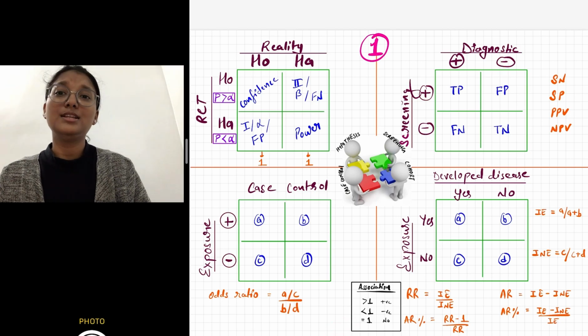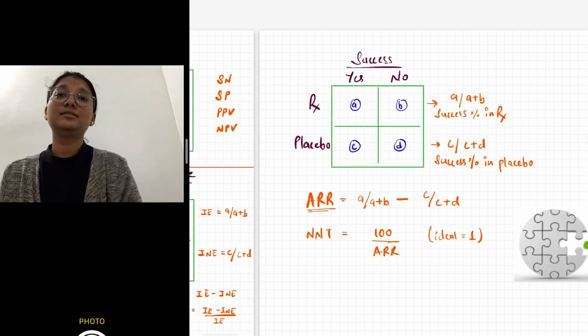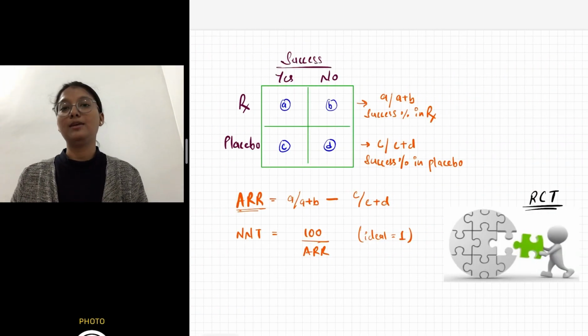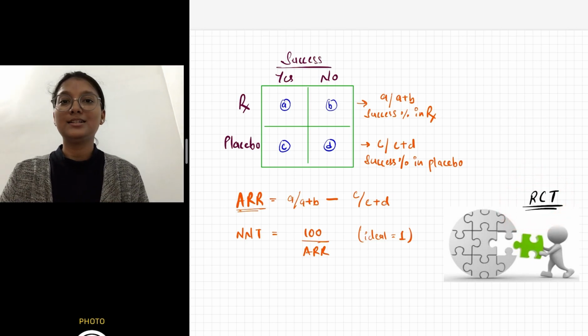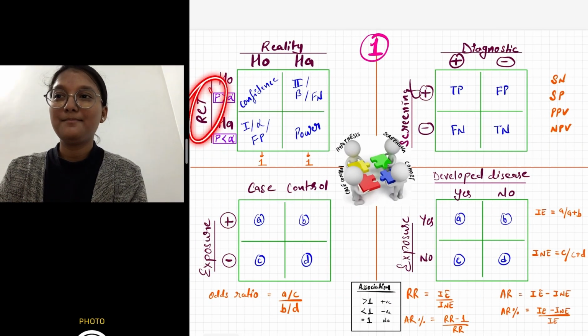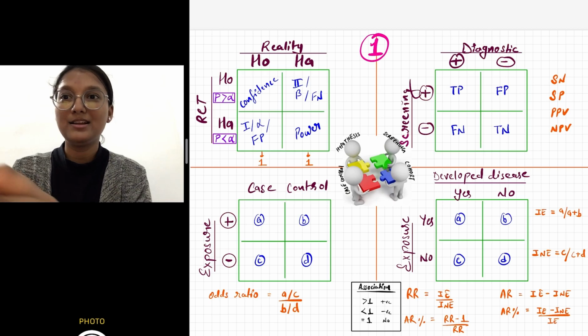And when we look at this cohort table, there is another similar table which we call the RCT table. See, when we compare RCT with the reality, it becomes hypothesis.